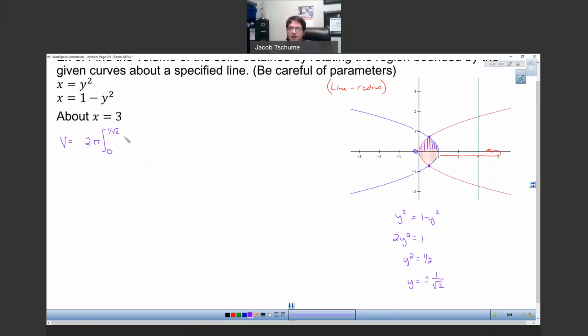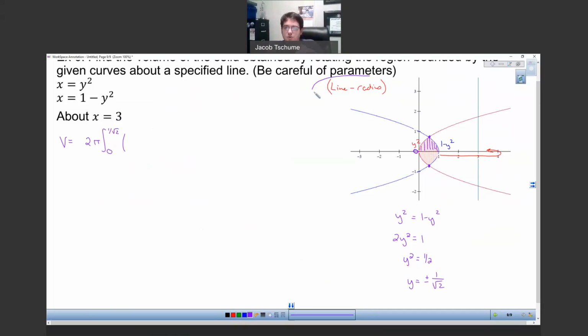All right, so now as far as washer method goes, you need to do your outer function. If you look at the line you're rotating around, this red graph is the function that is the furthest away. Since that parabola is opening to the right, the red graph is going to be y squared versus the blue graph, that's going to be 1 minus y squared. So the furthest function away, which is your outer, is y squared.